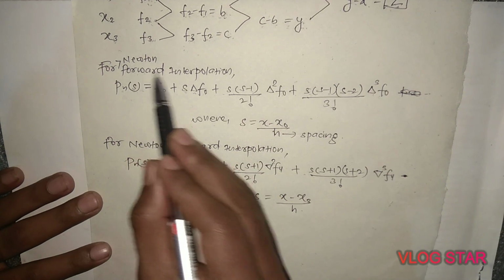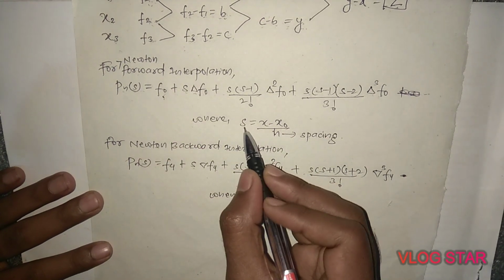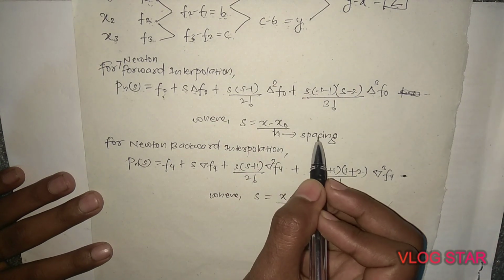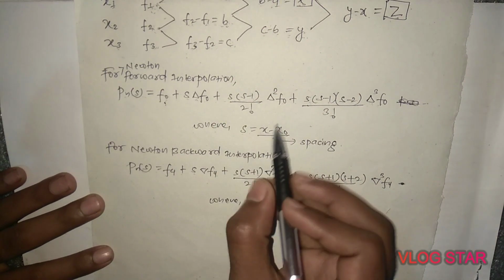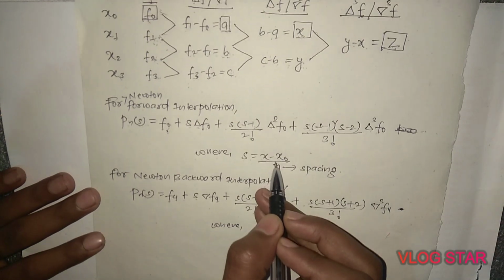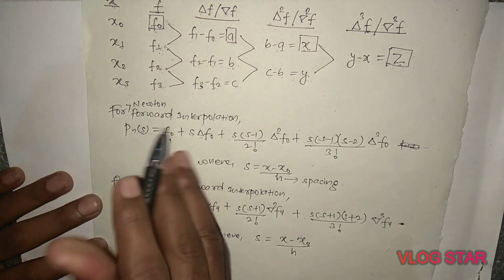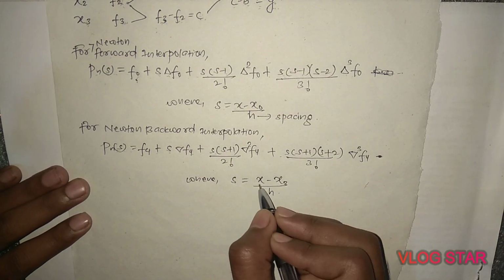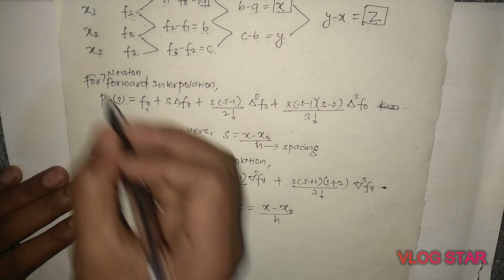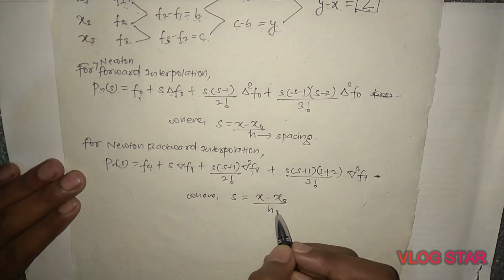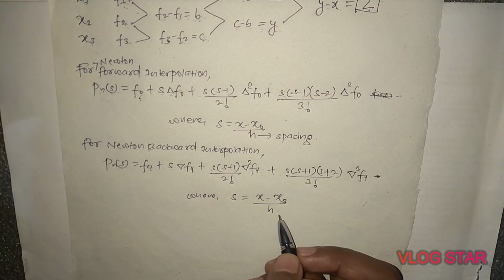And here in Newton's forward interpolation the spacing is given by S equals x minus x naught upon h, where h represents the spacing. So in Newton's forward we will subtract x minus x naught, since x naught is the first element. And in Newton's backward interpolation we have S equals x minus x3 upon h, since x3 is the last element, and h represents the spacing.